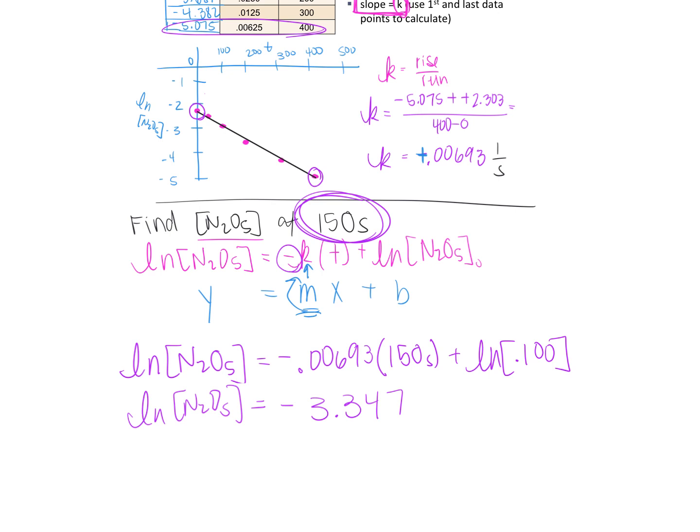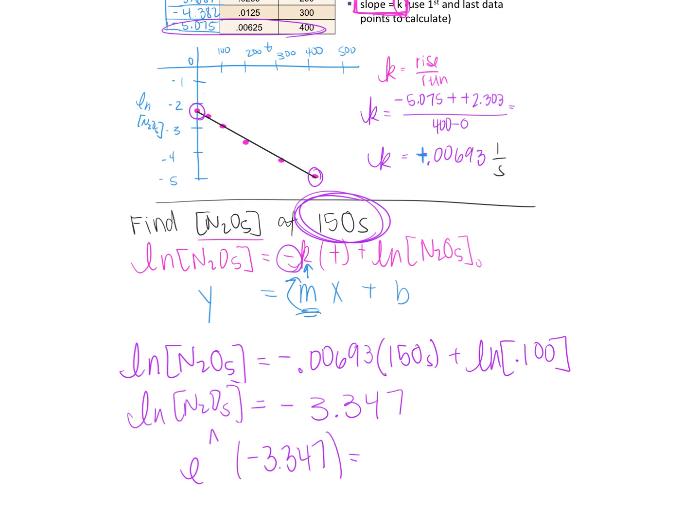I don't really need to know the math behind it, but on my calculator I'm going to use second natural log. That's it. Just like if I wanted to reverse a multiplication, I would do the opposite of that, which is division. And so to get rid of our natural log, we're going to go second natural log, which comes out to be e caret negative 3.347, and that's going to be our concentration.